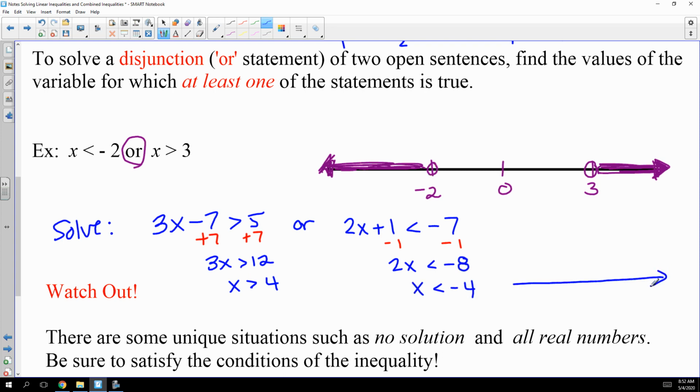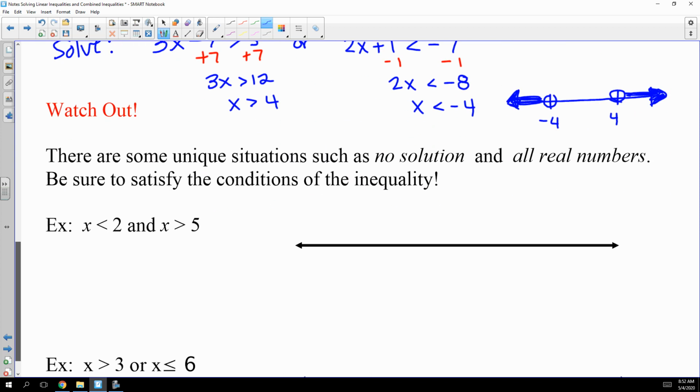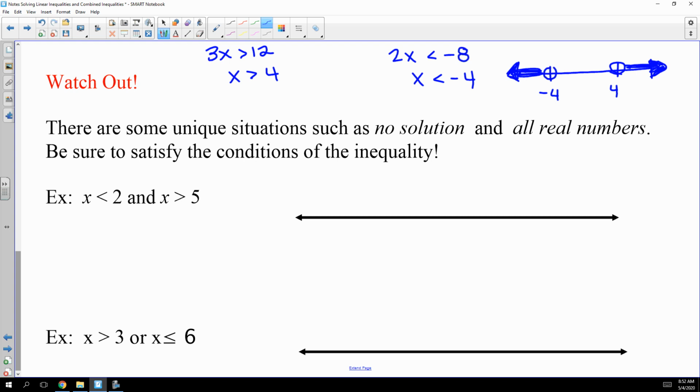So in this case, I'd have an open circle at -4 and an open circle at 4, and I would shade to the left of -4 and to the right of 4. There are a couple of kind of crazy scenarios where you have some unique situations where there's no solution or all real numbers. Make sure that you satisfy the conditions of the inequality.